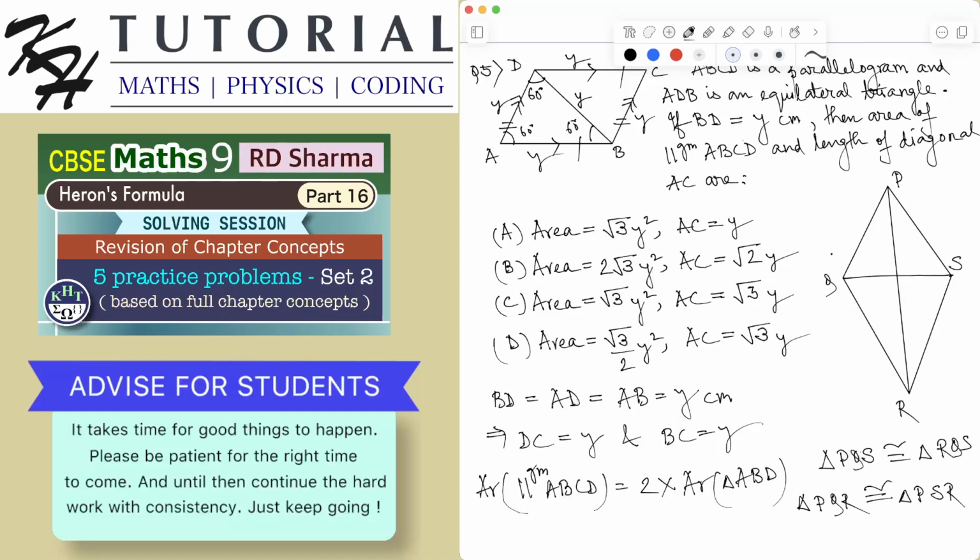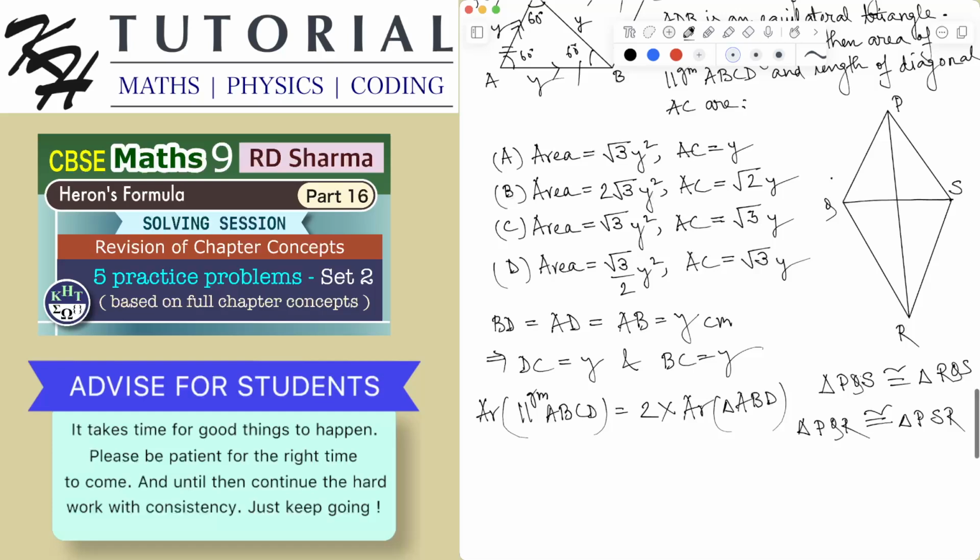Both ABD and BDC are equilateral triangles, since we can clearly see that in the triangle ABD all the sides are equal to y, and also in the triangle BDC all the sides are equal to y centimeter. Now ABD is an equilateral triangle having length of each side as y centimeter. So the area of the triangle ABD will be square root of 3 divided by 4 y square. So the area of the parallelogram is square root of 3 divided by 2 y square.